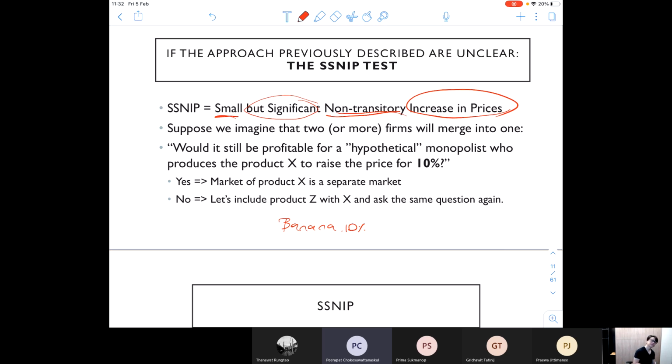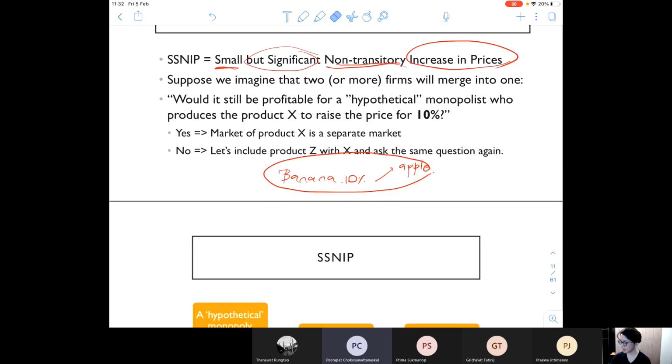What fruits? You can maybe switch to apple. Apple, right? Okay, suppose apple. Then we can say that, okay, we should actually include banana and apple in the same market. Right? It's not just a market of banana, it's a market of banana and apple. And you ask this, all right, suppose that now they are in the same market and all of them increase the price by 10%. What will you switch to?